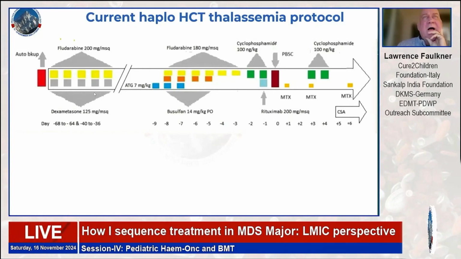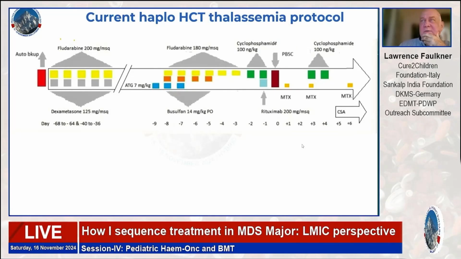This was borrowed from the protocol used in Thailand. And of course, every patient gets an autologous backup before starting conditioning. The other thing I wanted to point out, we give rituximab 1 dose before transplant, and we combine methotrexate on day +1, 3, and 6 together, of course, with post-transplant cyclophosphamide and cyclosporine as GVHD and rejection prevention.